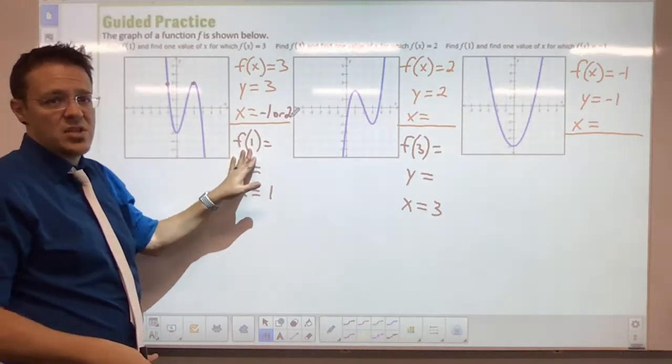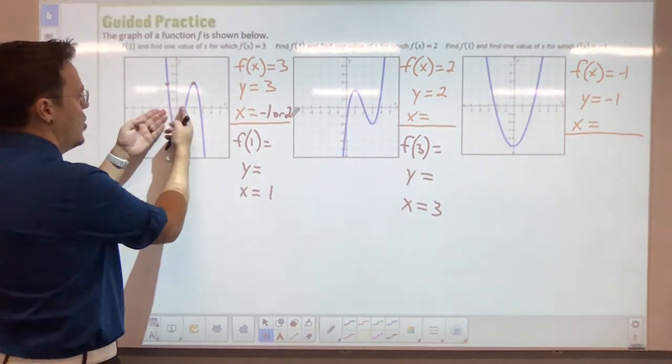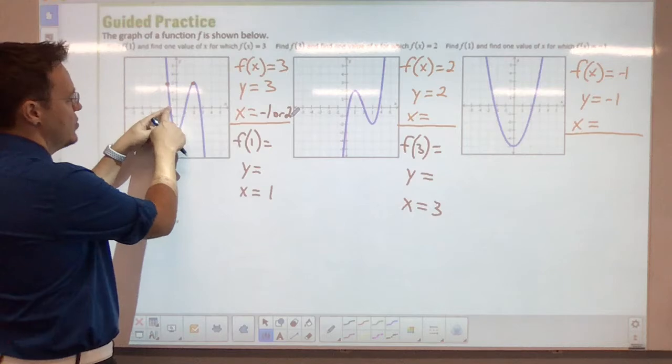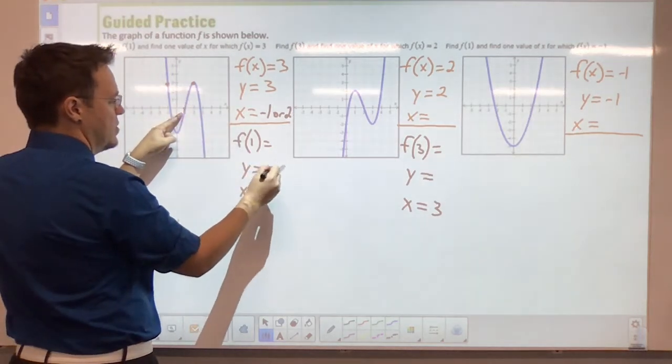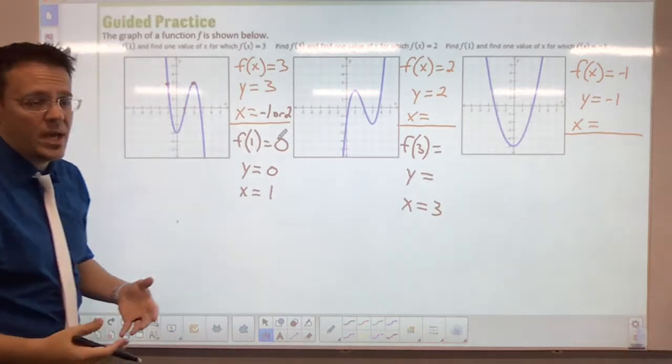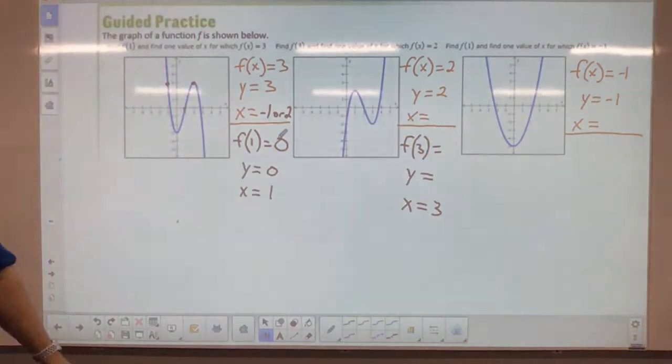Now, the video is going to pause again. I want you to tell me what y equals. All right, so if x equals 1, right, we're going horizontally here, y would equal 0. Simple, okay? Video is going to pause again. Give me what this answer is here for x.